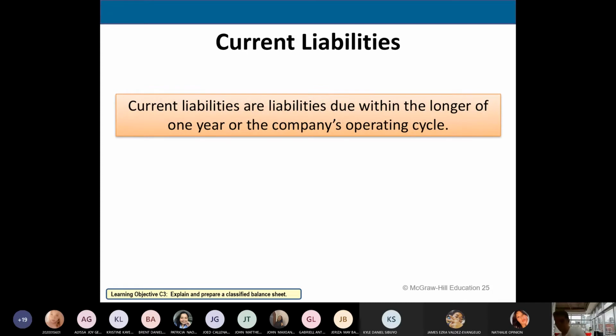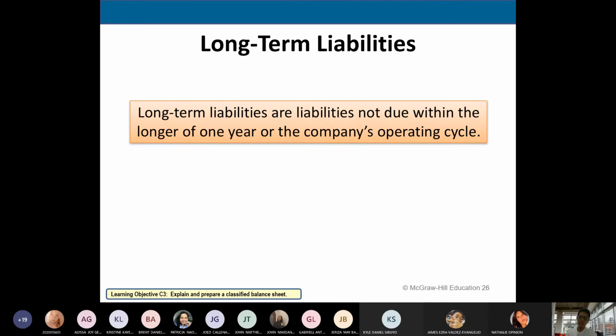Current liabilities, okay, so these are liabilities due within the longer of 1 year or the company's operating cycle. Okay? Pag mababayaran sila within 1 year, current yan. Pag hindi, non-current. For theory purposes lang to, ha? And also, in presentation of the financial statements, kailangan na natin i-present yung mga current assets sa non-current assets. Kasi pwedeng tanungin, magkano ang total current assets, magkano ang total non-current assets, magkano lahat ang total assets.